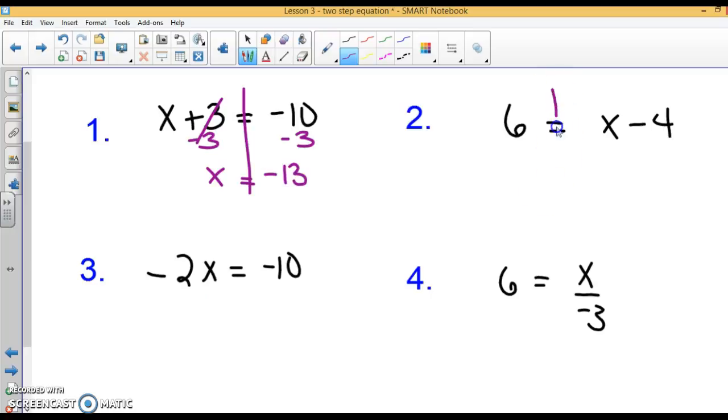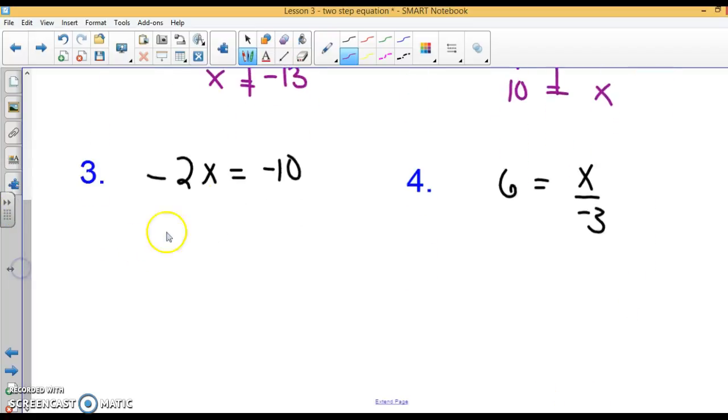Draw your line down the middle here. Variable on the right side. What's happening with the variable? We're subtracting 4. What's the opposite of subtracting 4? Add 4 to both sides. So 6 plus 4 is 10 equals x. Because negative 4 plus 4 is 0.